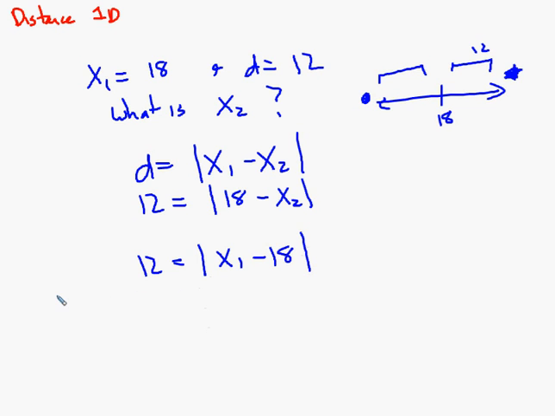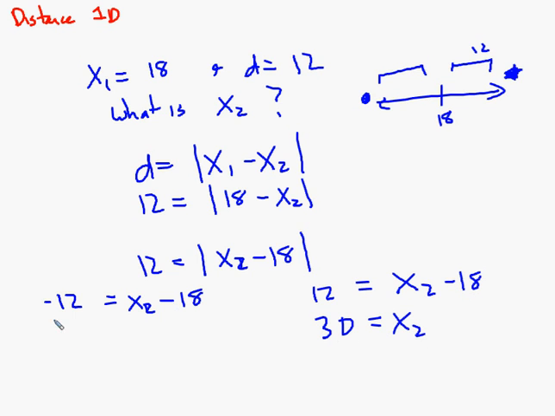It makes no difference, really. Alright, so this could be positive or negative. So negative 12 equals x2 minus 18, and 12 equals x2 minus 18. Then we add the 18 to both sides, so I have 30 is x2, one possibility, add the 18 here. And we get 6. So that gives us our 2 points, 30 and 6 give us a distance of 12 from the point 18. Alright, distance in 2 dimensions.